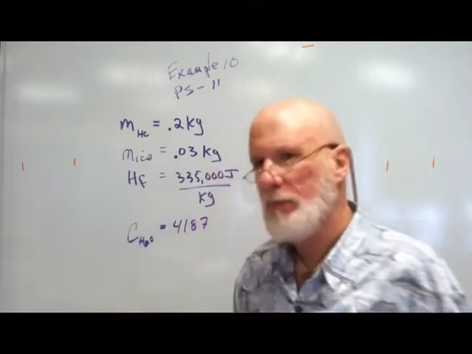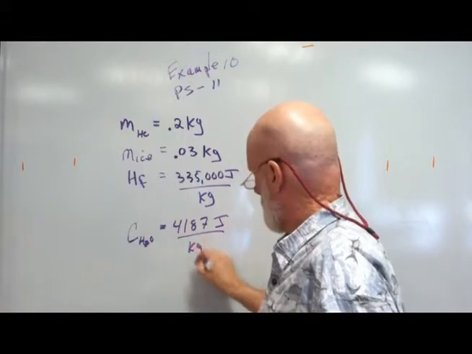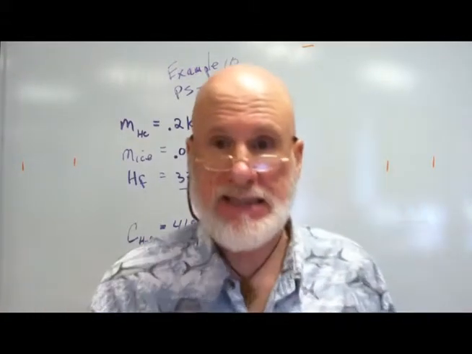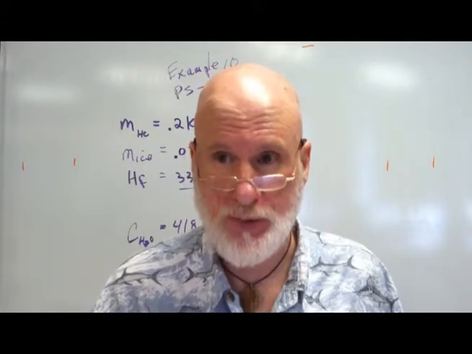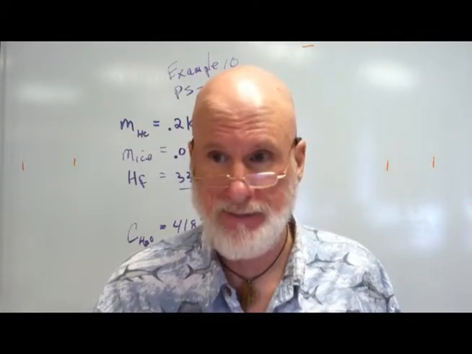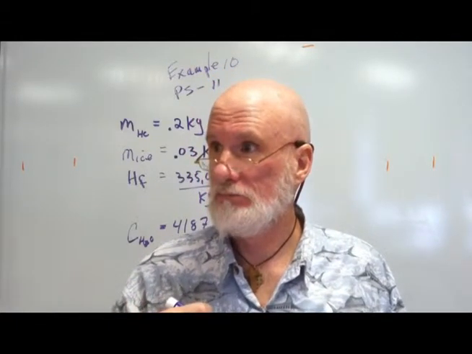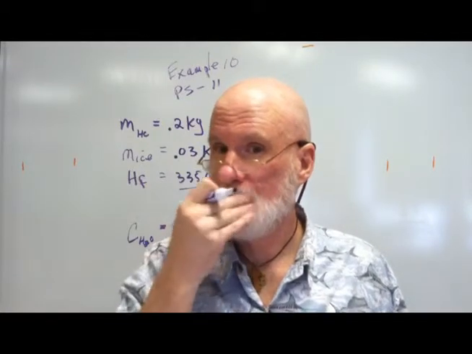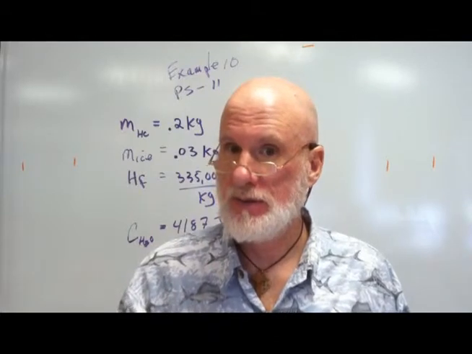4,187 what? Joules per kilogram degrees Celsius. Yes? Now, if I said what is it in kilojoules per kilogram, it would be 4.187, right? Yes? So you've got to make sure. What would it be in calories? How many calories per kilogram degrees Celsius?